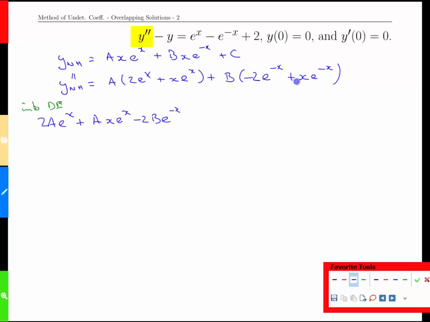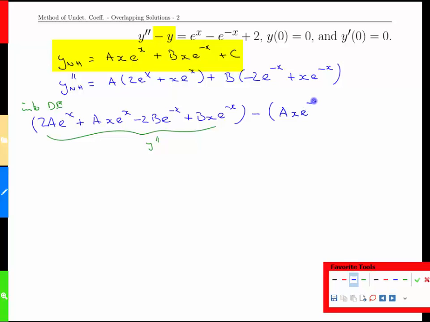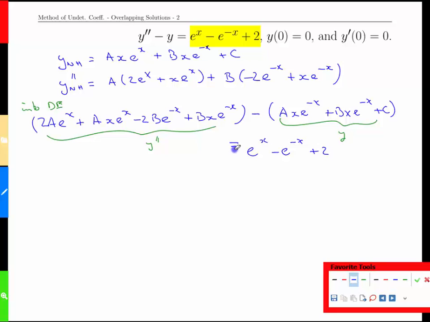So this is all y double prime. That is all y double prime minus y. Well, y is up here, a x e to the negative x plus b x e to the negative x plus c, and that has to equal, sorry, that's y, then that has to equal e to the x minus e to the minus x plus 2.